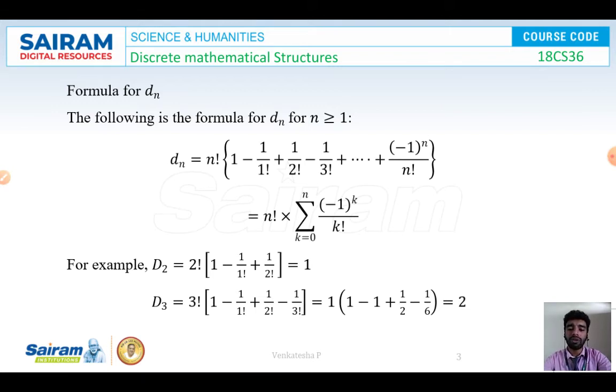Similarly, we can find d3 also. To find d3, I'll be replacing n equal to 3 in the above formula. I'll be getting 3 factorial times 1 minus 1 by 1 factorial plus 1 by 2 factorial minus 1 by 3 factorial. On simplifying this, you'll be getting the value equal to 2.